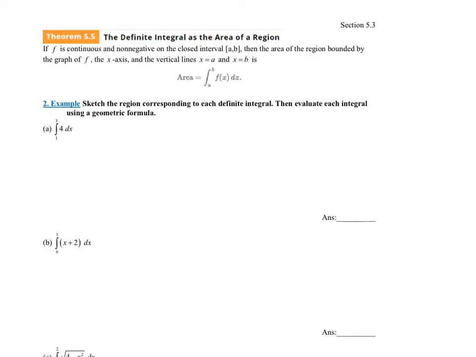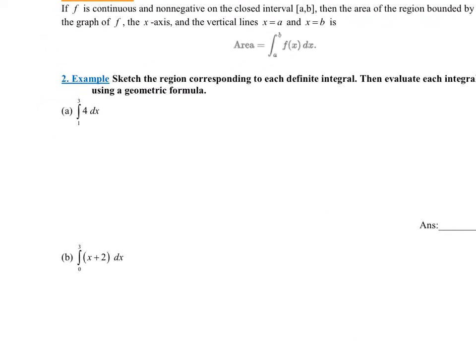So let's look at these next few to see if we can figure out some rules to help us with definite integration. The first one says find the integral from 1 to 3 of 4 with respect to x. So let's think about what the graph looks like. Y equals 4 is a horizontal line. What we care about is from x equals 1 to x equals 3, and we want to find the area in there.